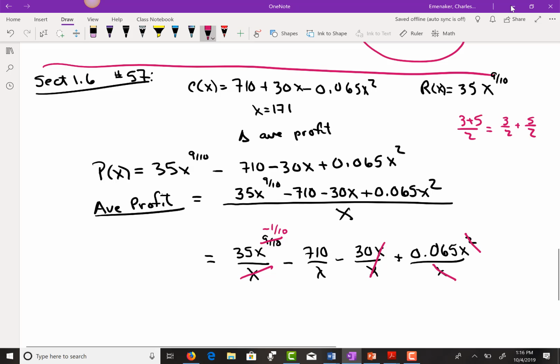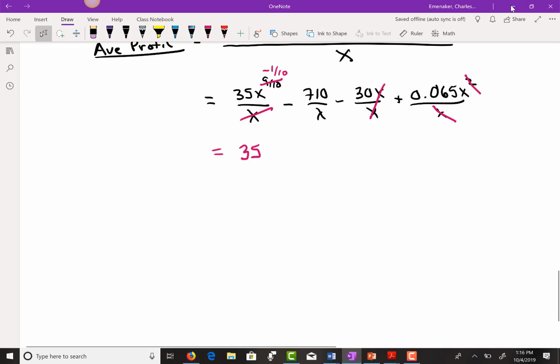Now, we haven't actually gotten to the point where we can do the change, but we do now have 35x to the negative 1/10 minus 710x to the negative 1 minus 30 plus 0.065x. And can you do the derivative of that? Yeah. Notice, how much calculus have we done so far? None. All of the hard work here is the algebra.